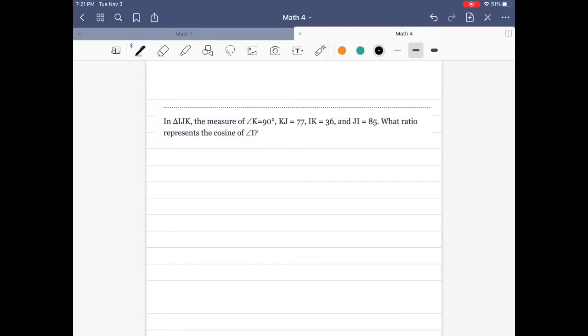So the first thing I'm going to do is I'm just going to draw a general triangle, and we're going to make sure it's a right triangle. It doesn't have to be perfect. Now, a couple of things I want to make sure I identify. The first thing is which angle is your right angle. So we know that K is going to be my right angle because it said it was 90 degrees.